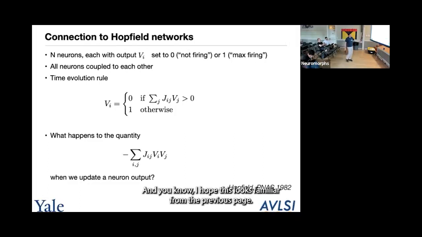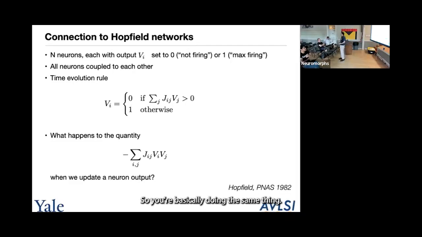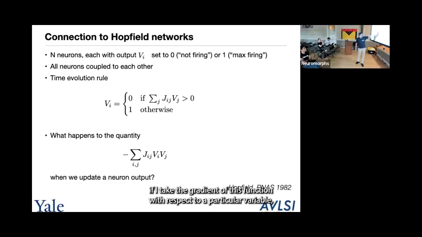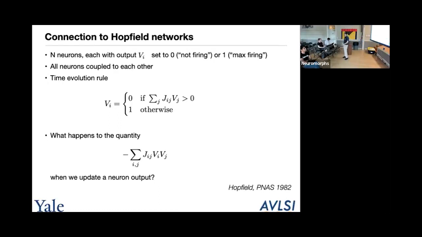But if you apply that update rule, that's exactly what it does. And I hope this looks familiar from the previous page. So you're basically doing the same thing. A standard Hopfield network evolution is actually trying to minimize this. Okay. There are other ways you can look at this. If I take the gradient of this function with respect to a particular variable, I get the summation. So there are different ways you can look at it. So you all get it. All of these things are deeply connected to each other, which is why this is a topic at the neuromorphic workshop. Make sense? Is that clear? Yeah. It's very simple.